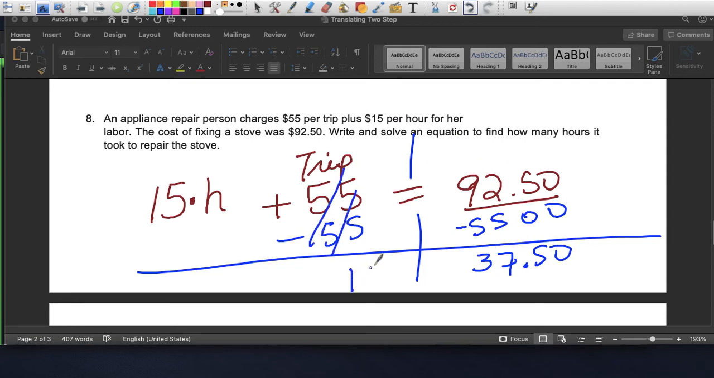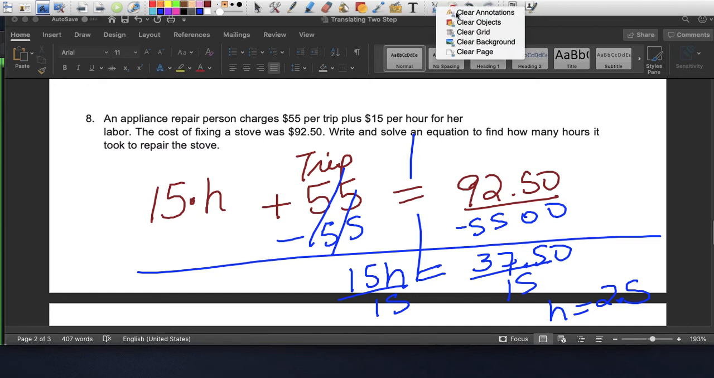That becomes 0, and we bring 15h down. So we're going to divide both sides by 15, and h is going to be... 37.5 divided by 15 equals 2.5. So exactly, the 2.5 means that she worked at fixing whatever equipment, in this case your stove, for 2.5 hours. Okay.